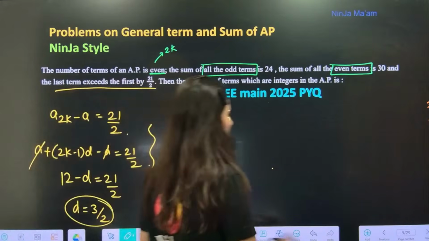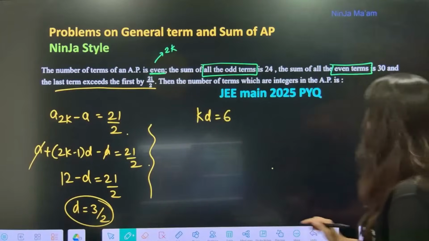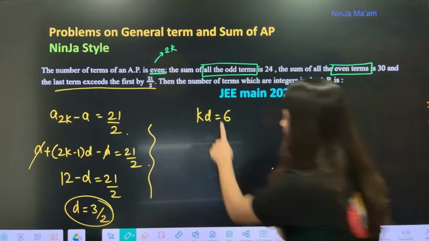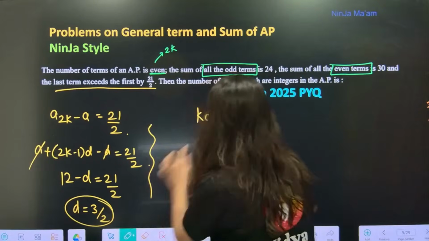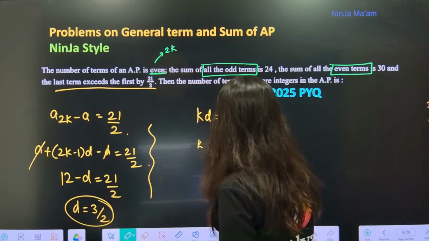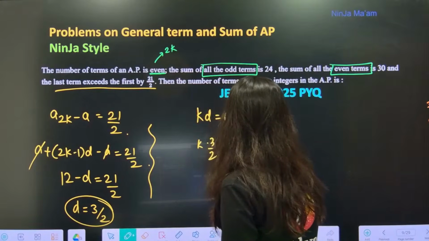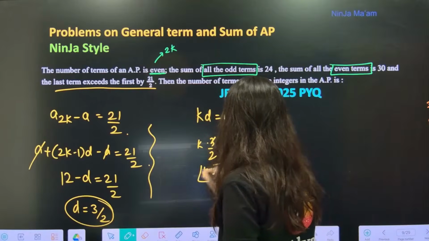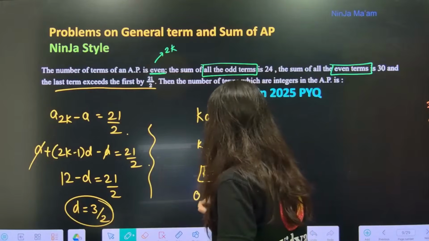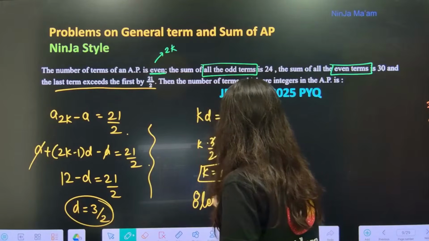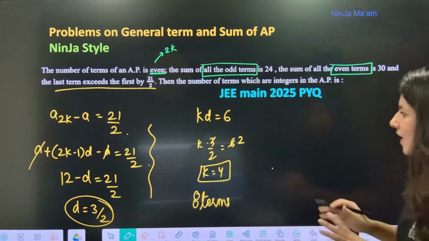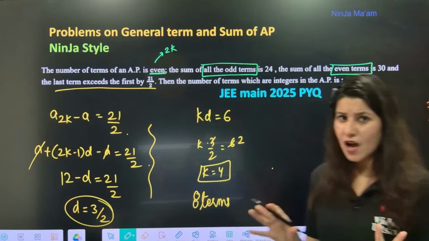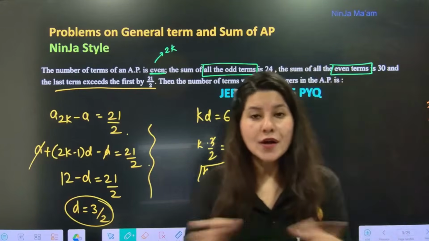And the moment you get 3 by 2 as your d, if you put 3 by 2, what will be the value of k? k into 3 by 2 is equal to 6, so this gives you k equal to 4. How many terms? Can anybody tell me? Total 8 terms will be there. Okay, now what do you want? Ma'am, we just want the value of a now, the first term, and then all the terms will be decoded.